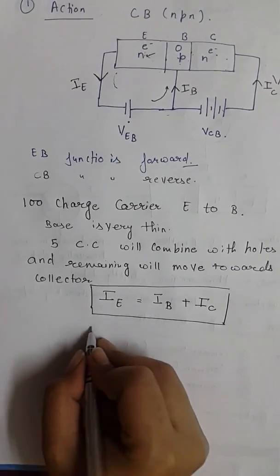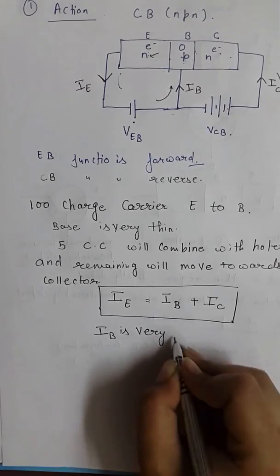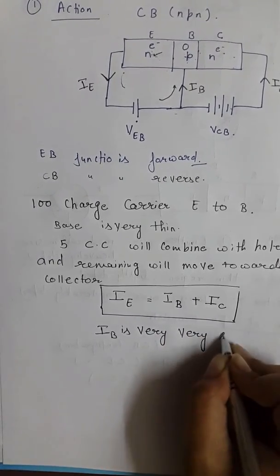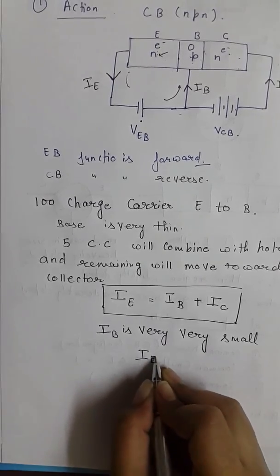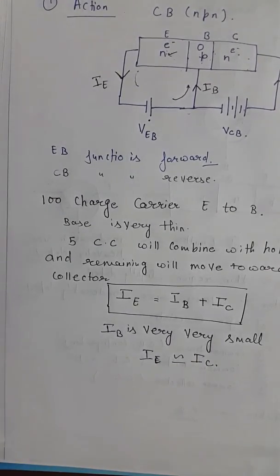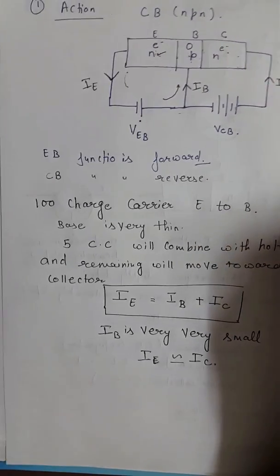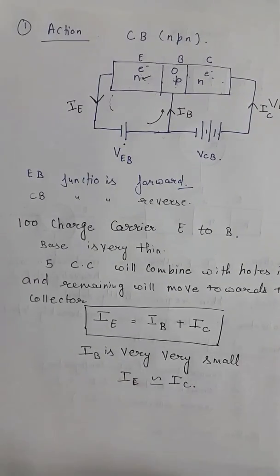Now, as this IB is very small, I can make IE roughly or approximately equal to IC. Okay. So this is the action of the NPN transistor. On a similar basis, one can also work out the action of the PNP transistor.